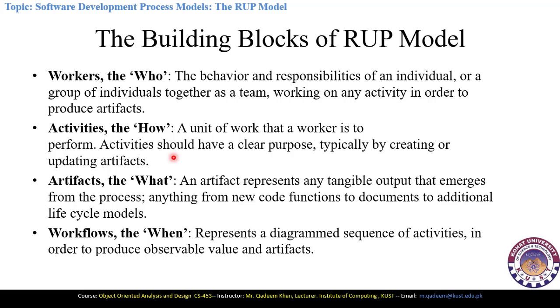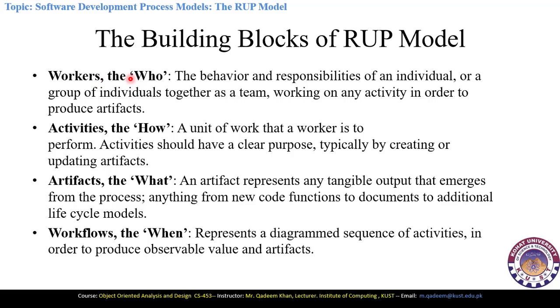Now these are different building blocks of the Rational Unified Process model. The building blocks contain different people and artifacts which will in fact be used in the development of the product. The development of a product will be carried out through the Rational Unified Process model. The first building block of the Rational Unified Process model is the workers.